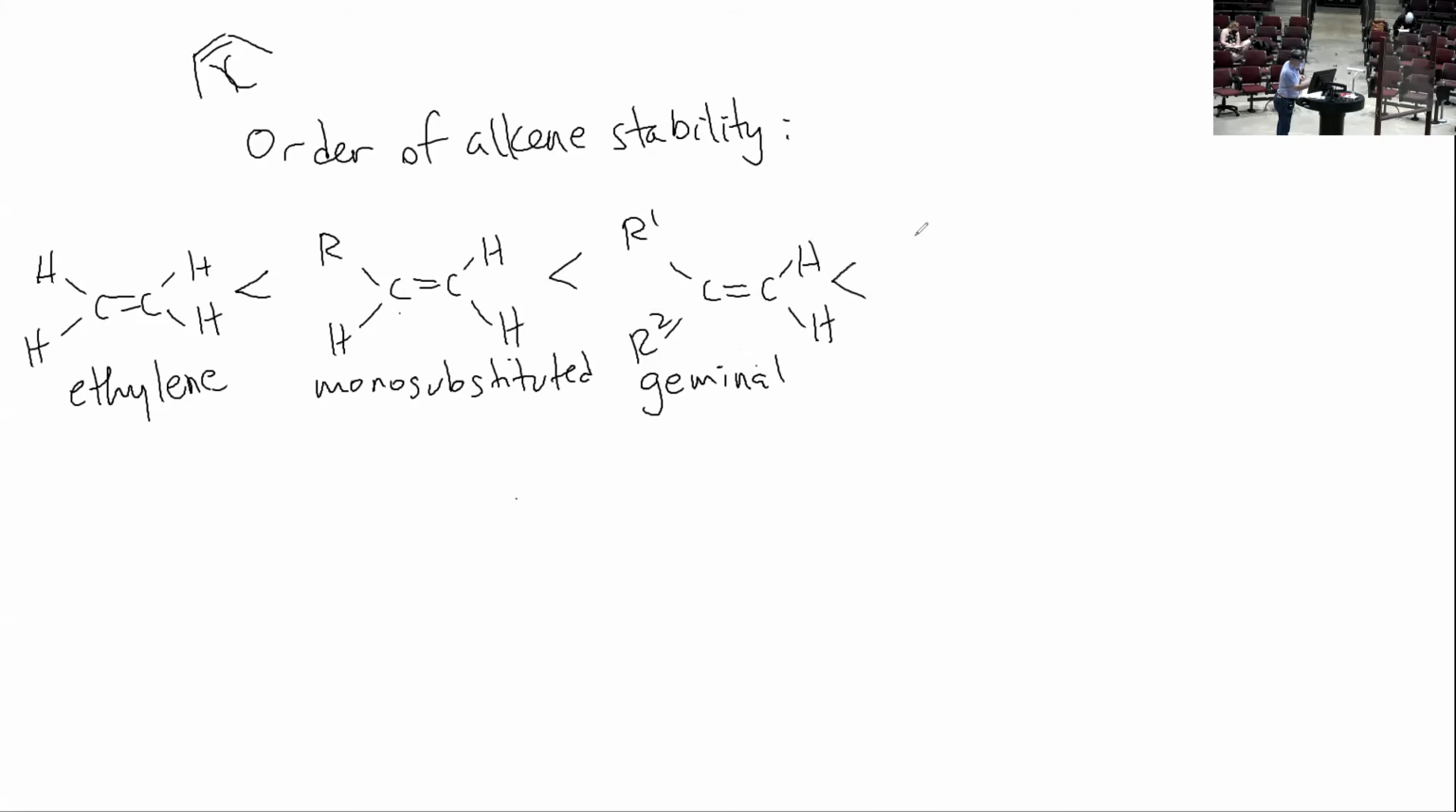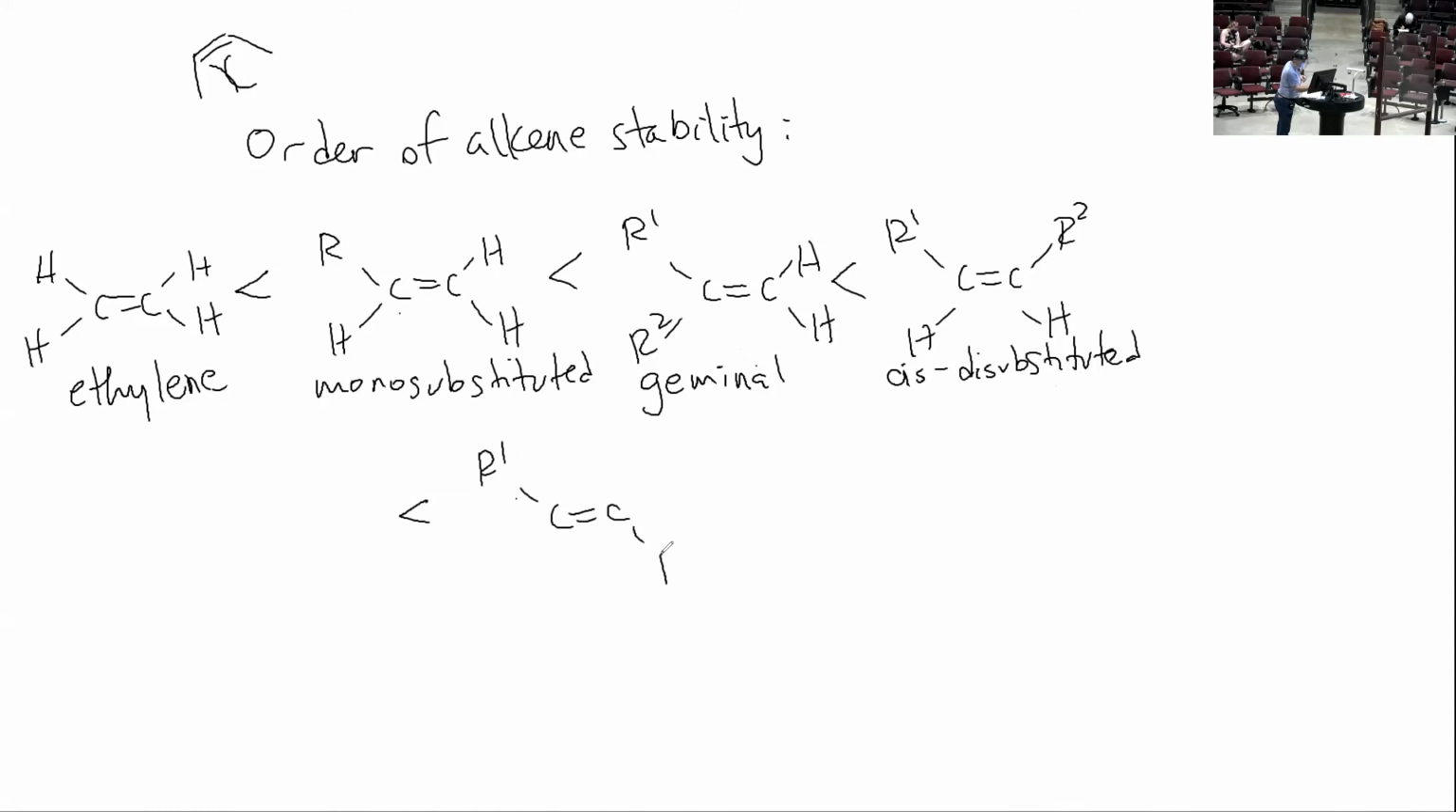Next higher in stability will be your cis disubstituted alkene, or if you will, Z disubstituted. And then after that comes the trans disubstituted alkene. That relieves that interaction that causes steric strain.